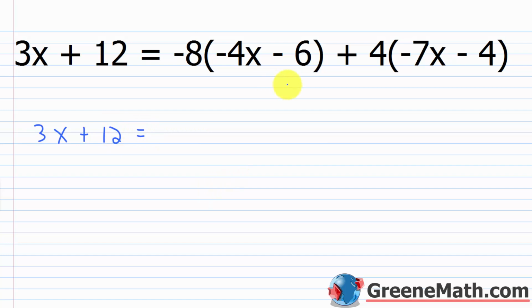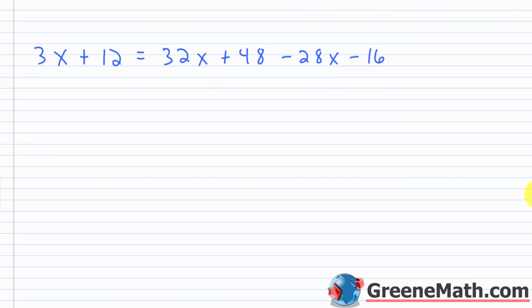On the right, I can clear my parentheses. Negative 8 times negative 4x is going to be 32x. Negative 8 times negative 6 is going to be plus 48. Then 4 times negative 7x would be minus 28x. And then 4 times negative 4 is minus 16. So let's scroll down and get some room going.